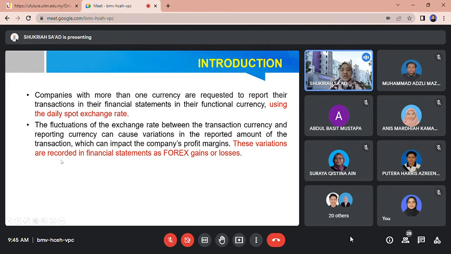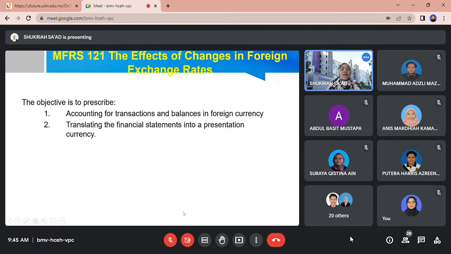Any variations are recorded as foreign exchange gain or losses. Okay, so gain or losses ni kita akan record dalam SOPA. Okay, the objective of FAR620 on the effects of change in foreign exchange rates. Number one, we're going to look at the accounting treatment with regards to the transaction and also balances in the foreign currency.